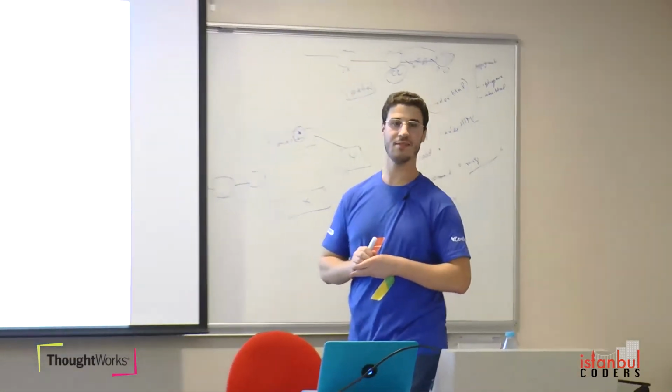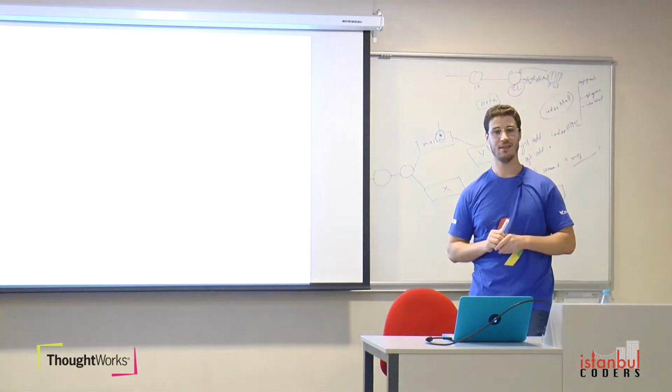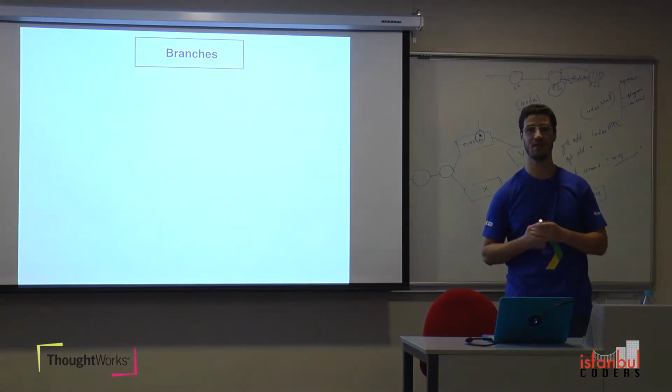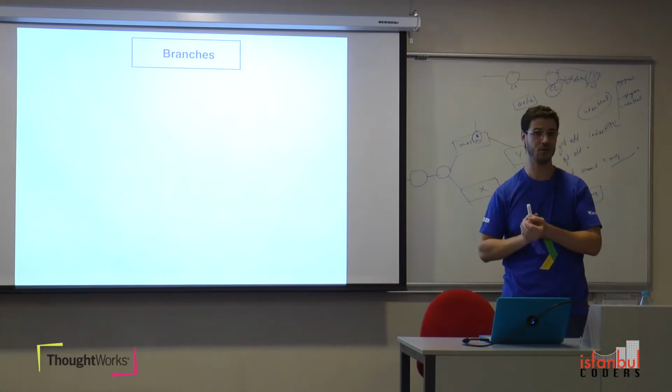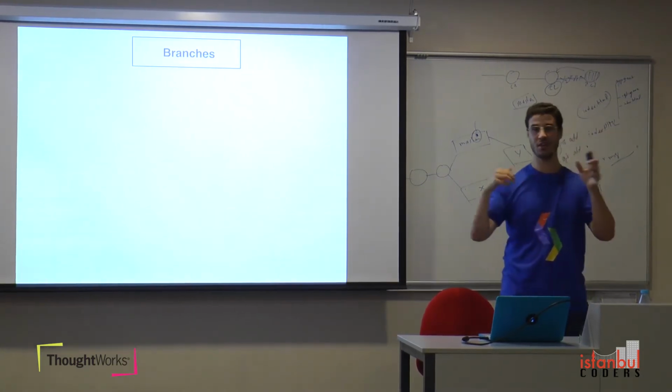Now, branches. Why do we need branches? And what are branches first? What are branches in the context of Git, of course, not in the context of trees? What is a branch in the context of Git?